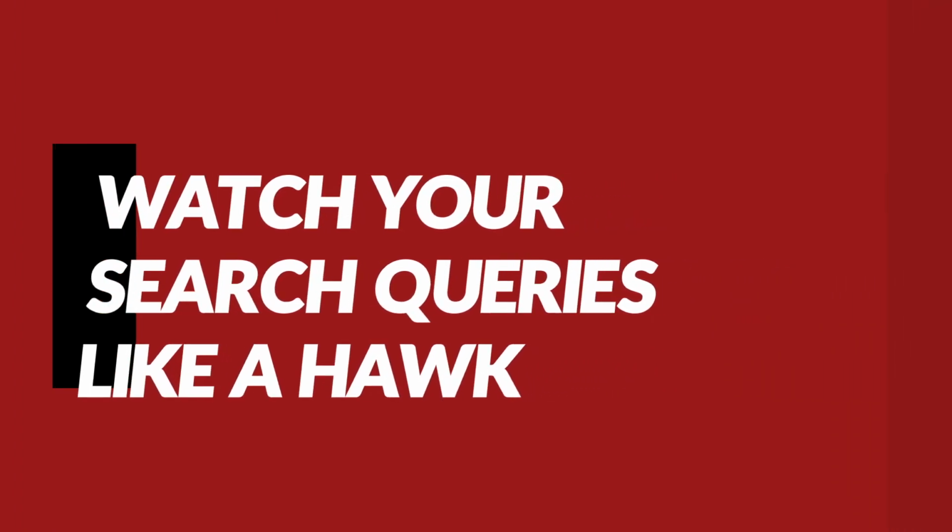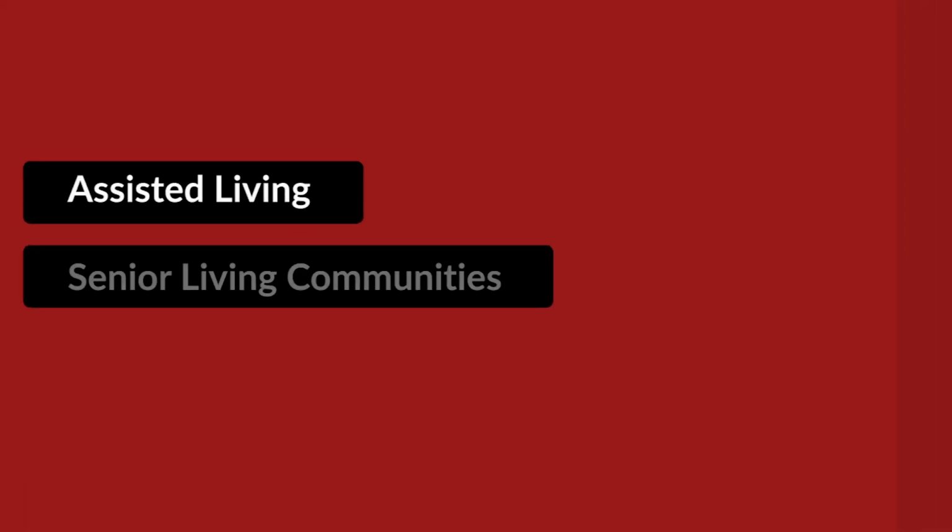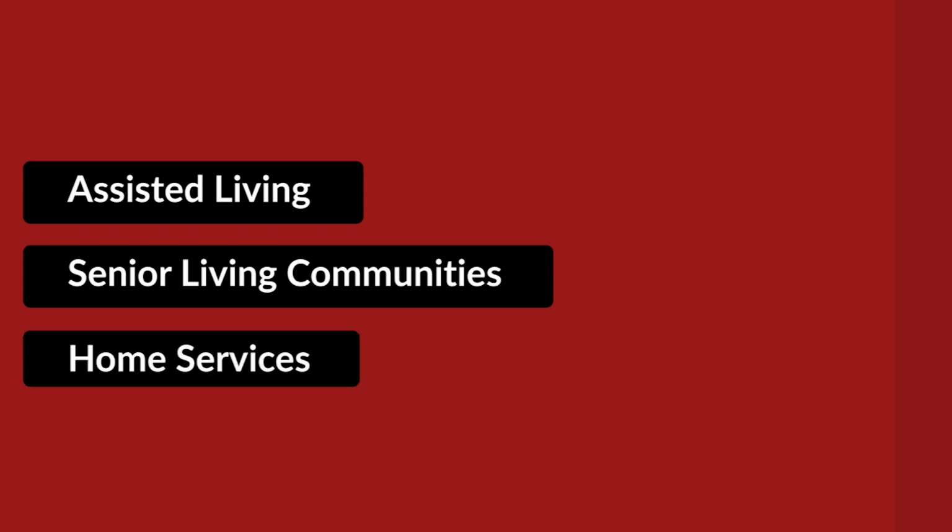Number 5, this could have probably been number 1. Watch your search queries like a hawk. You're going to find searches in there for assisted livings, senior living communities, and if you're doing something crazy like using Broad Match, people looking for things like home services. The majority of the time that we spend on Google Ads management is going through those search queries reports, building out negative keyword lists so that your ads are not showing to the wrong people, and stop wasting money.